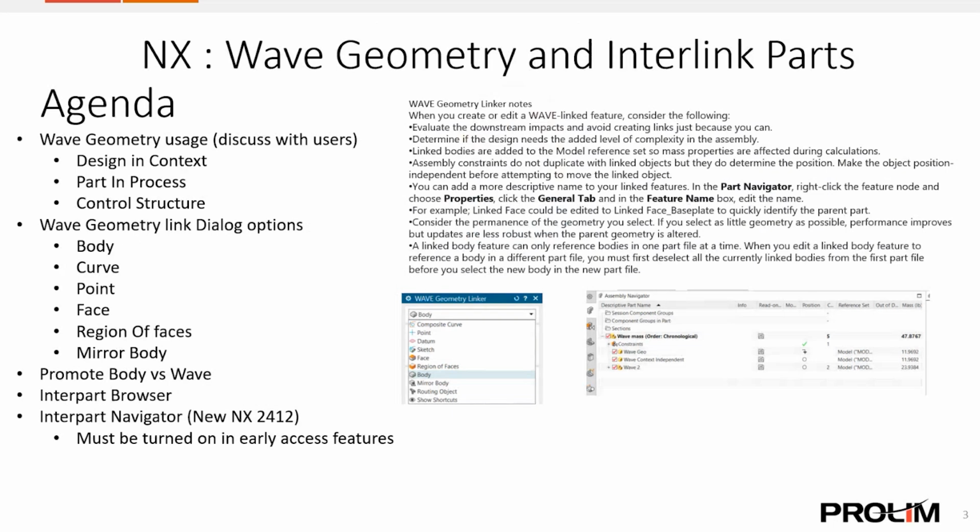On the agenda today, we are going to be looking at wave geometry usage. I would like to hear from many of you exactly how you use it. But before we get to that, I'm going to talk about designing context, part and process, control structure. Then we'll get into the dialog and what the options are in the dialog box. Additionally, we'll be looking at promoted body versus wave, Interpart browser, and then a brand new feature called Interpart Navigator.